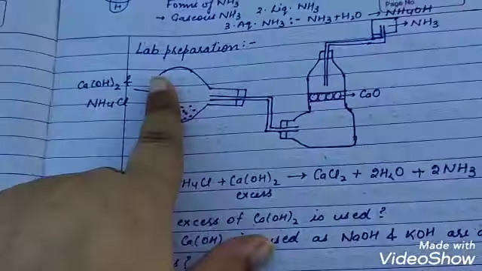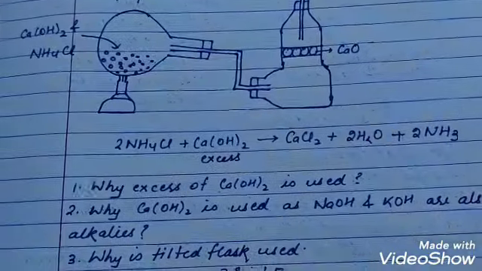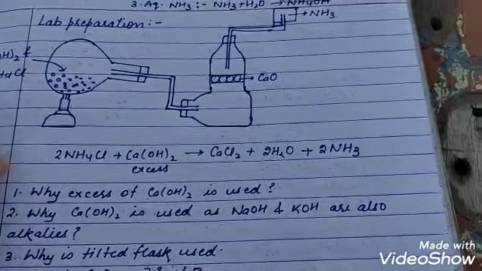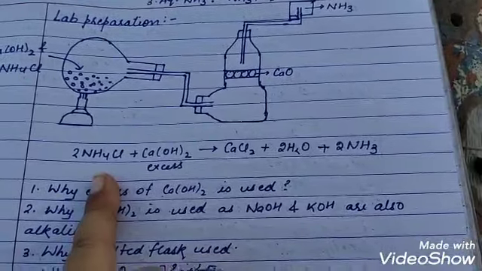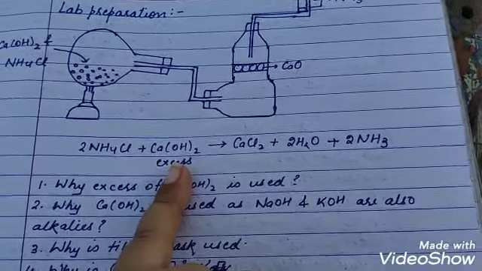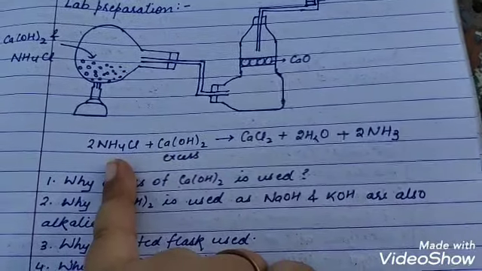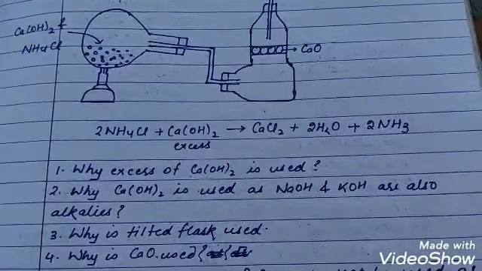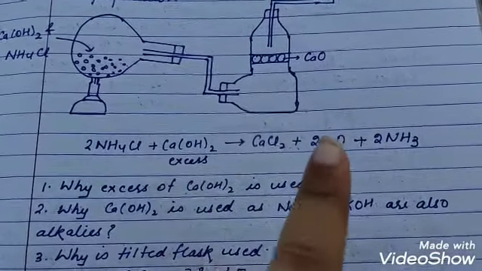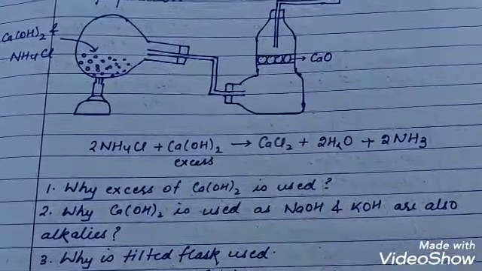Now, how can this ammonia be prepared? Ammonia can be prepared when any ammonium salt reacts with alkali. Ammonia can be prepared from any ammonium salt except ammonium nitrate and ammonium nitrite. When they react with alkali, it forms salt, water and ammonia.